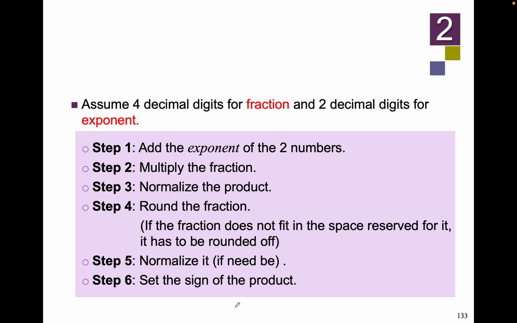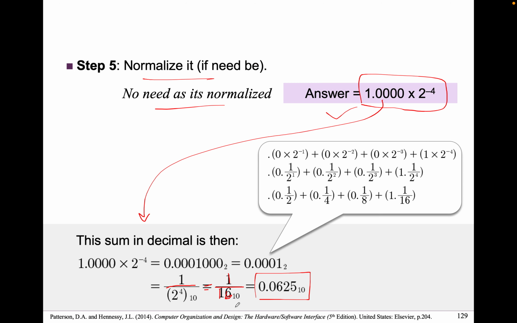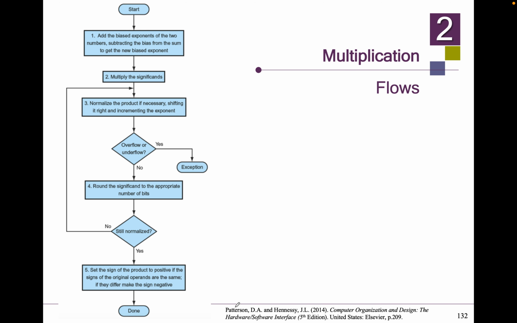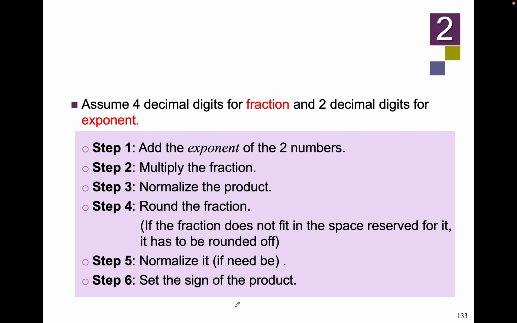Okay, now you can see over here step by step. Just now you had up to 5 steps altogether in additions, but in your multiplication you get up to 6 steps. And it's already mentioned, please assume 4 decimal digits only for the fraction and 2 decimal digits for the exponent.